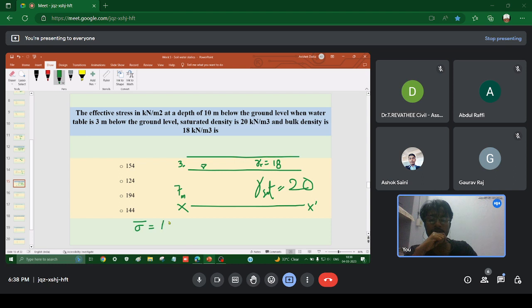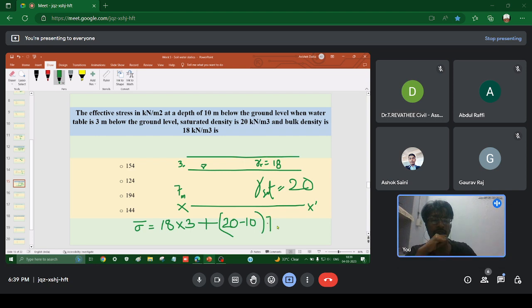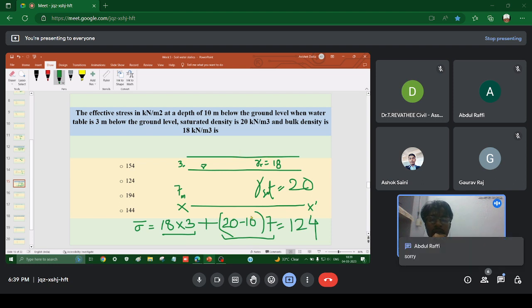it will be first of all the first layer 18 into 3, right? Effective pressure equal to total pressure because there is no water, and we are adding here. Nothing is mentioned about the gamma W, so you can take 10. I have told you in the beginning, nothing is mentioned in this kind of question. You can take 10. 20 minus 10 effective pressure, gamma sat minus gamma W gives us gamma submerged into 7. So here we get 54 over here and 70 over here. It is I think 124, isn't it? 124 kN per meter square.